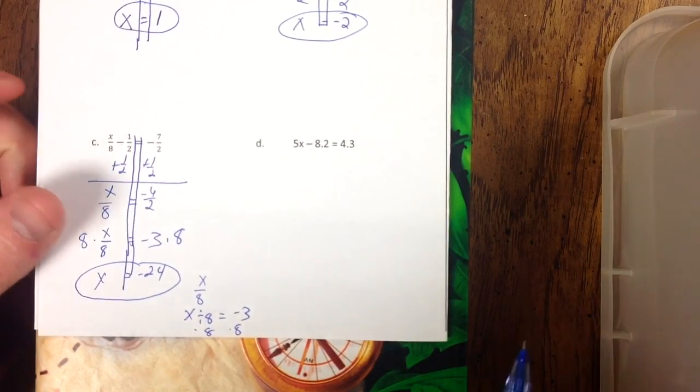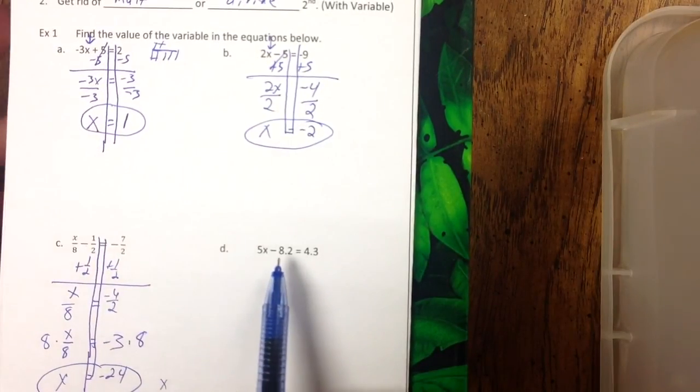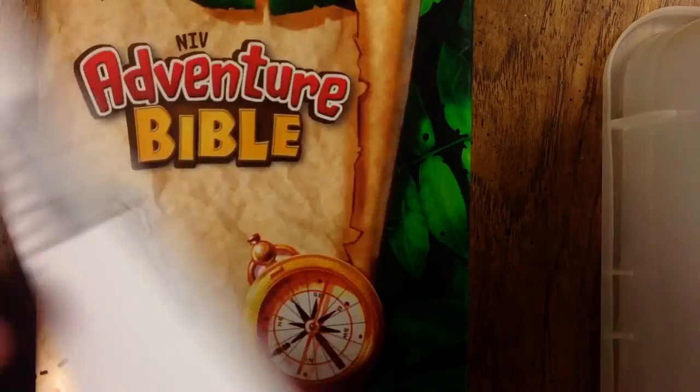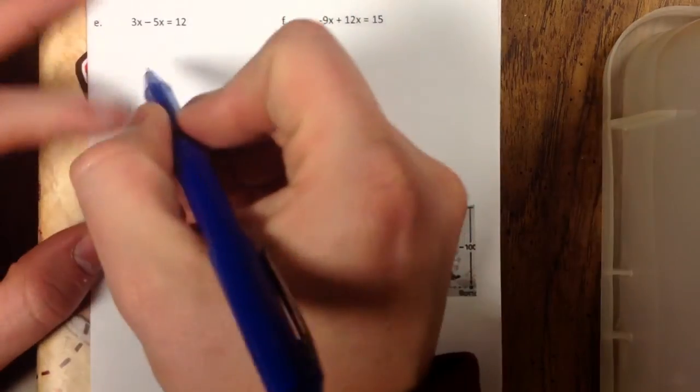All right. So let's skip D for now because it's decimals, so I'm sure you can do it. But let's skip it for now and we'll move on. All right. Let's pick E.